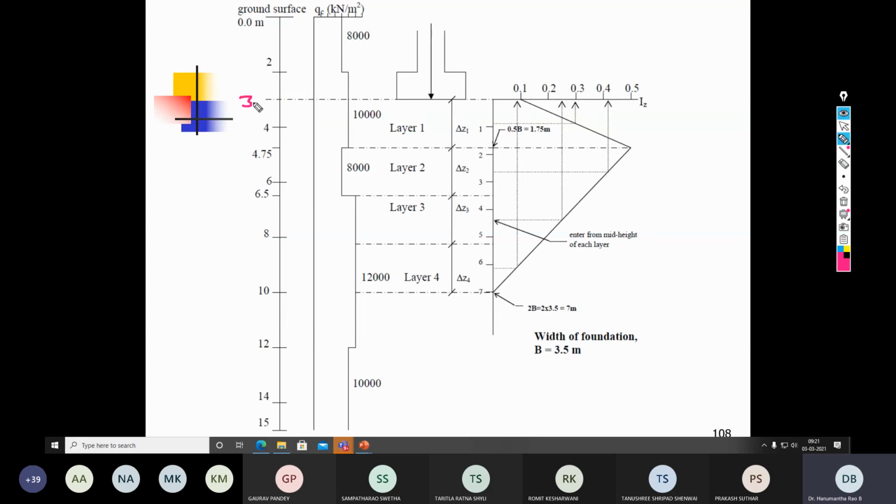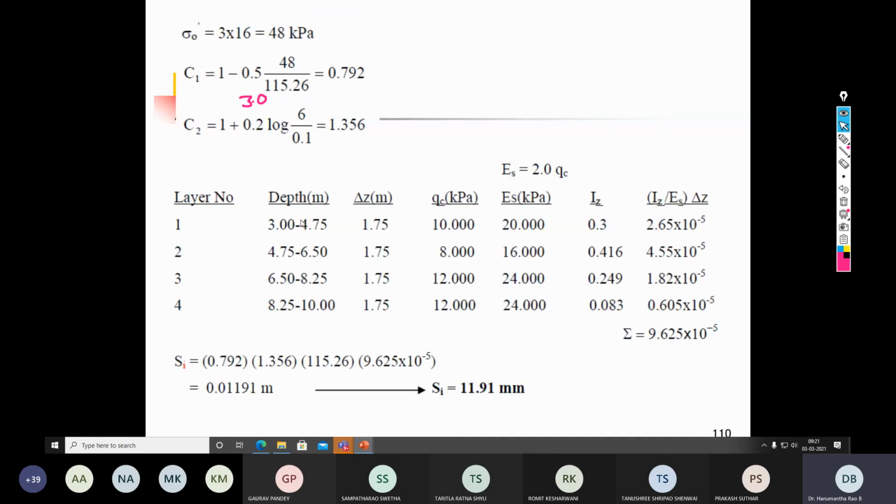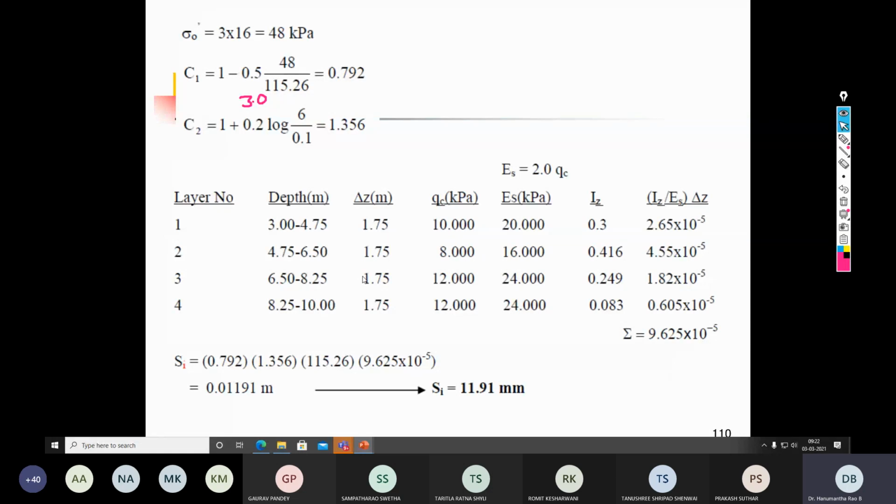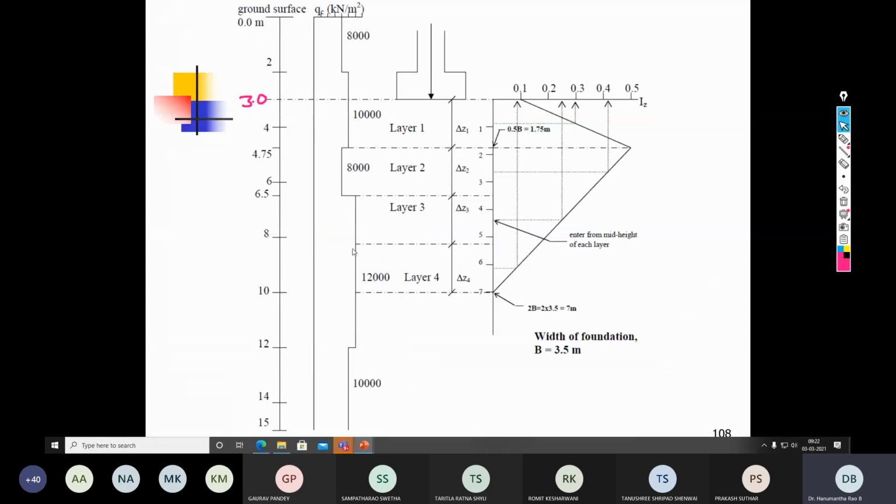So this is 3 meter. Foundation level is at a depth of 3 meter. Layer number 1 is 3 to 4.75 and the second layer is starting at 4.75 and ending at 6.5. Layer number 3 is starting at 6.5 and ending at 8.25. And the fourth layer is from 8.25 and ending at 10.